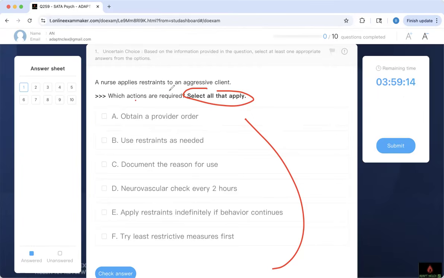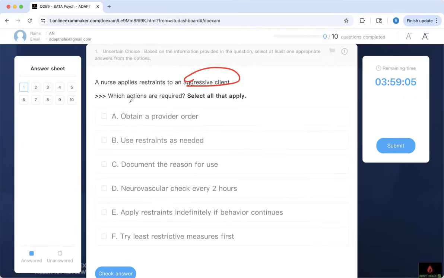Which actions are required? That means you have to do it. And let's apply what? A restraint to an aggressive client. That means an aggressive client had a restraint placed. What do you do? That's all. Obtain a provider order. Use restraint as needed. Document the reason for the use. Check neurovascular exams every 2 hours. Apply the restraint indefinitely if behavior continues. Or try least restrictive measures first. What do you think? The patient is aggressive. What are you going to do? Which of these is required?